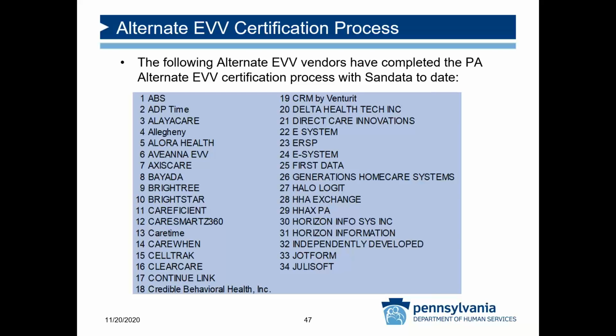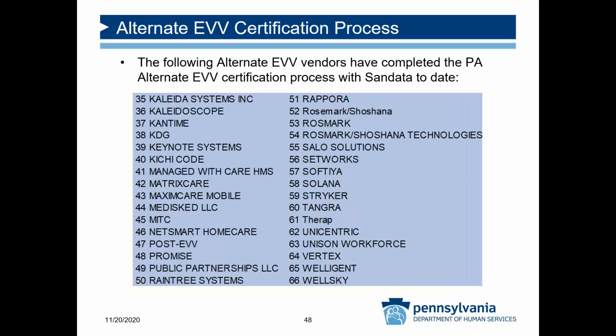And these next two slides are going to show the list of alternate EVV vendor systems that have completed the certification process. And this really illustrates the complexity of the Pennsylvania program and just how many different vendors we have participating. The next slide, please. So you can see in total we have 66 vendors who have completed. And if you don't see your vendor listed on here, please make sure you're working closely with your vendor to complete that process. Next slide, please.